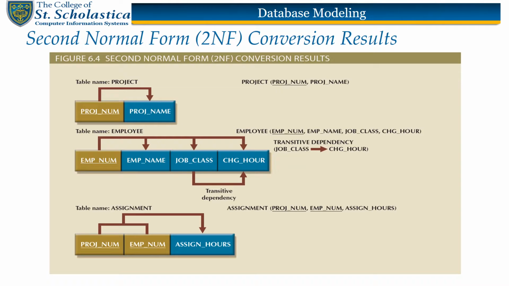At this point, most of the anomalies discussed earlier have been eliminated, because a partial dependency can exist only when a table's primary key is composed of several attributes. A table whose primary key consists of a single attribute is automatically in 2NF once it is in 1NF.